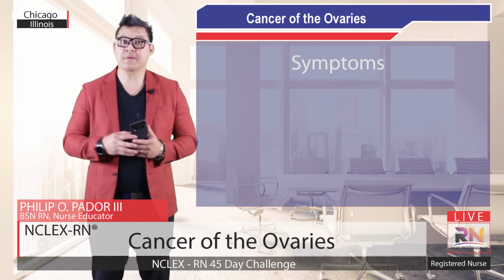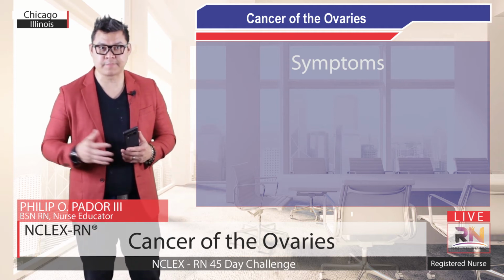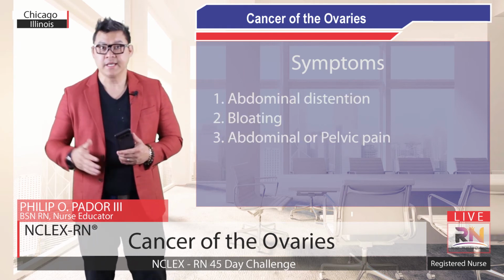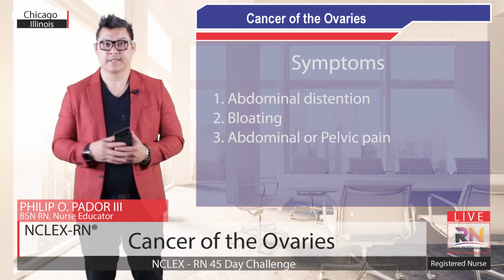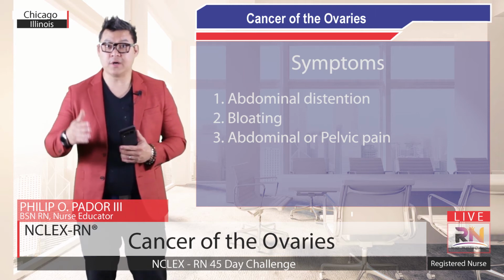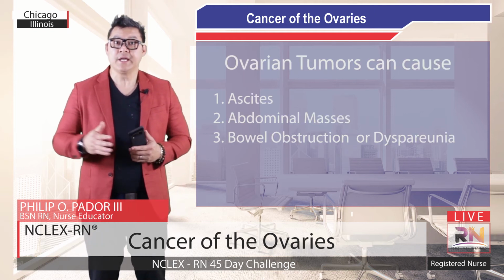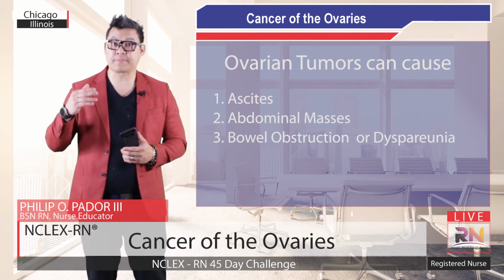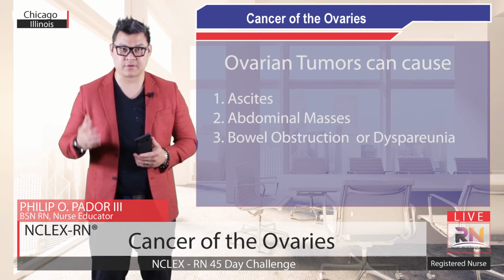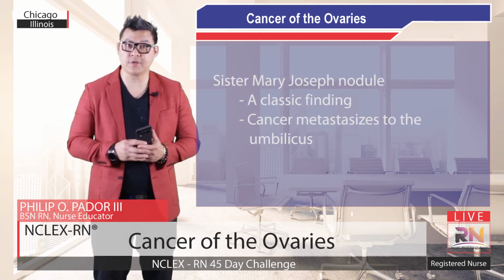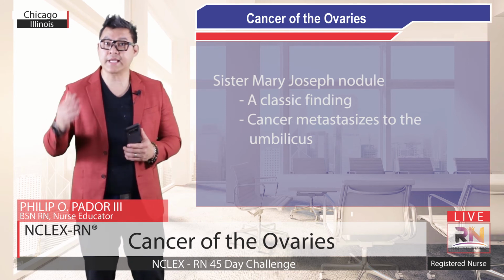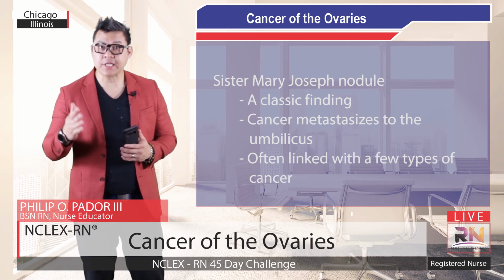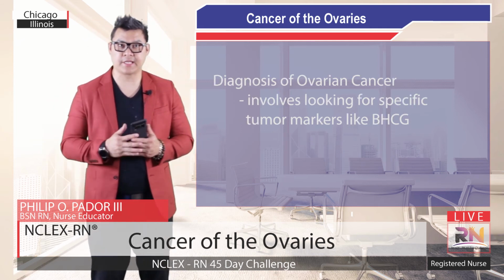Generally speaking, symptoms of ovarian cancers can be subtle and non-specific. Common early symptoms can include abdominal distension, bloating, as well as abdominal or pelvic pain, which can come from ovarian torsion, where the ovary gets twisted. Occasionally, ovarian tumors can cause ascites, abdominal masses, bowel obstructions, or dyspareunia, which is pain during sexual intercourse. A classic finding is a Sister Mary Joseph nodule, which happens when a cancer metastasizes to the umbilicus. This finding is often linked with a few types of cancers, one of which is ovarian cancer.